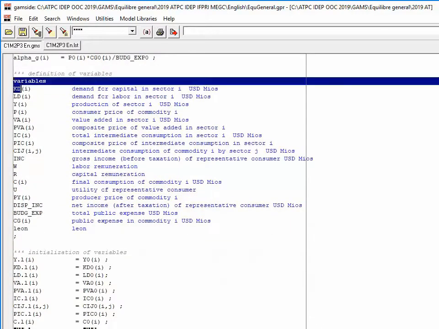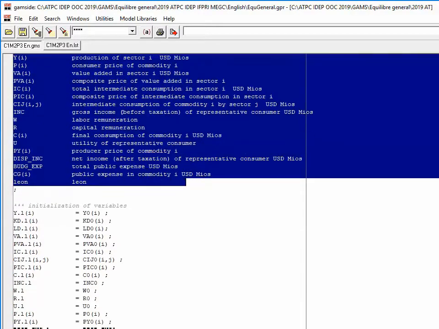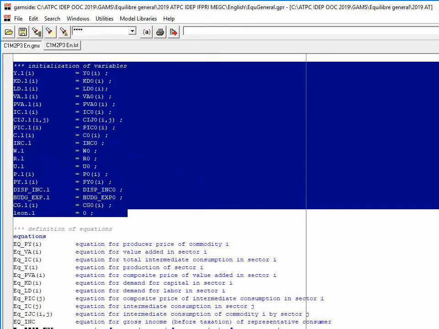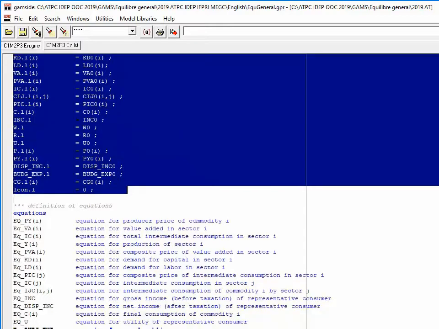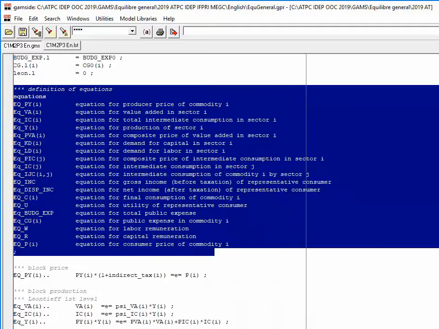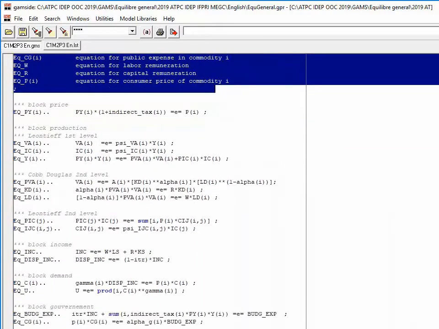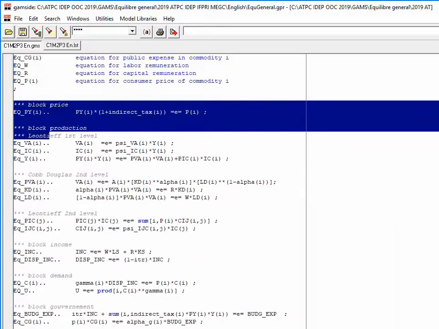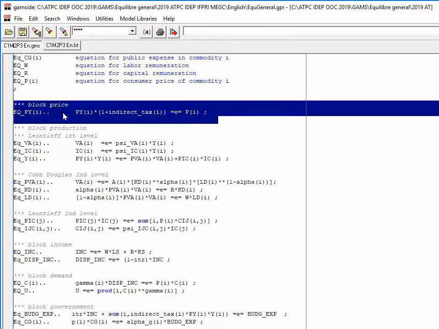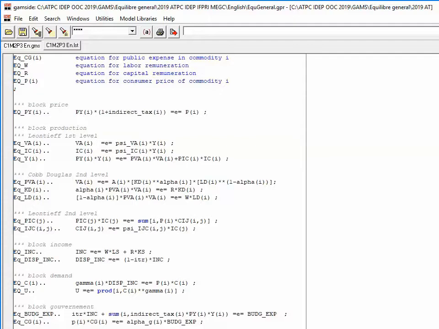Then I declare variables. I initialize variables of the model. I declare equations. And now this is the model. It begins with a block prices. So this is the relation between production price and consumer price.